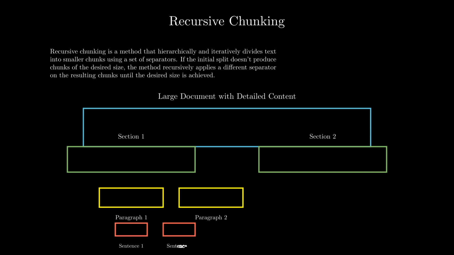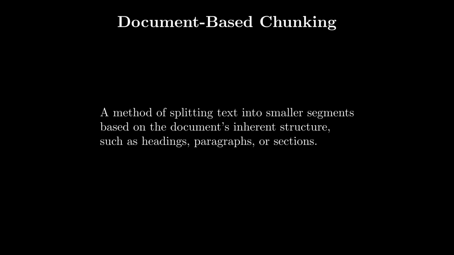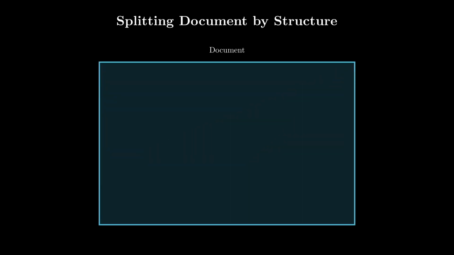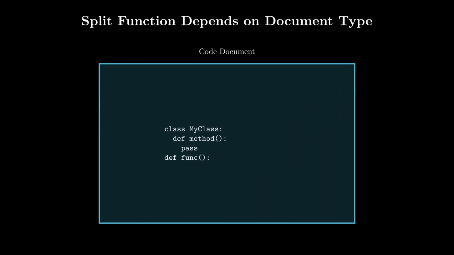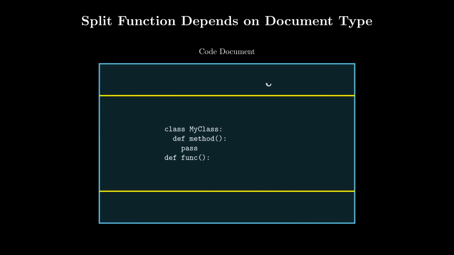Now let's move on to document-based chunking, a method that splits text based on its inherent structure. For example, imagine a large document with headings, paragraphs, and sections. Document-based chunking can intelligently split the text by recognizing these structural elements. In code files, this method can even split based on class definitions, functions, or comments, making it highly versatile.